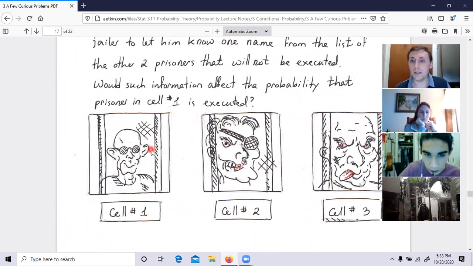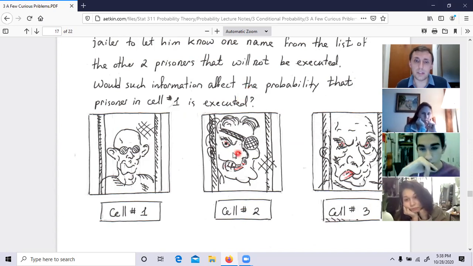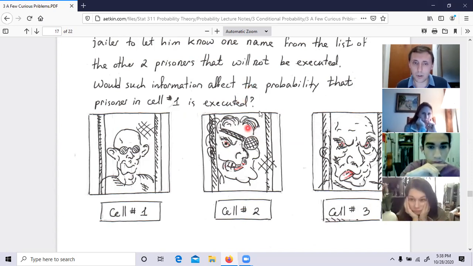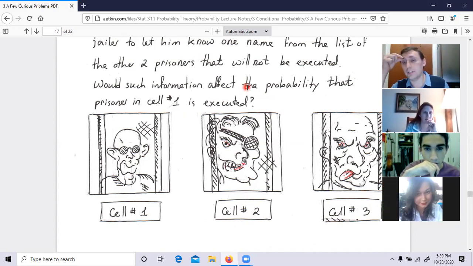Prisoner in cell number one asks the jailer to give him the name of one of the prisoners, either prisoner two or prisoner three, that will not be executed, because it's already known to the jailer, to the prison guard, who among them is executed. So this guard is saying that he cannot give this information because that information will influence the probability of prisoner one being executed, and that would not be any more fair.